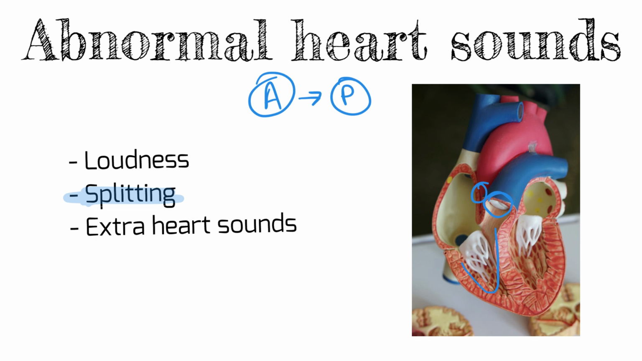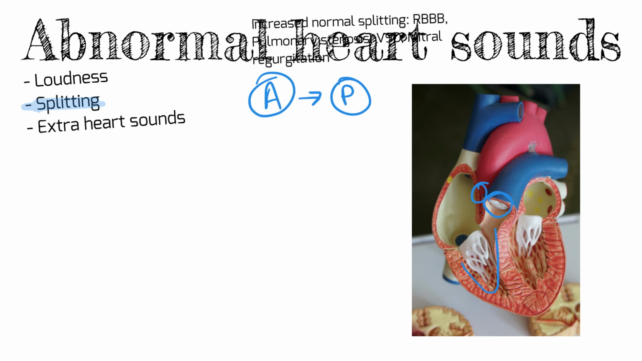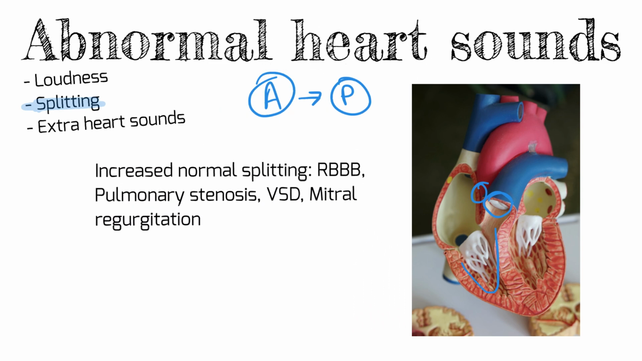However, you can get pathological splitting. And if you understand the mechanism of why this occurs, you can actually understand the different causes quite nicely. So let's talk firstly about what can increase the split. We already said that the pulmonary component is just after the aortic component, but what can increase that splitting?